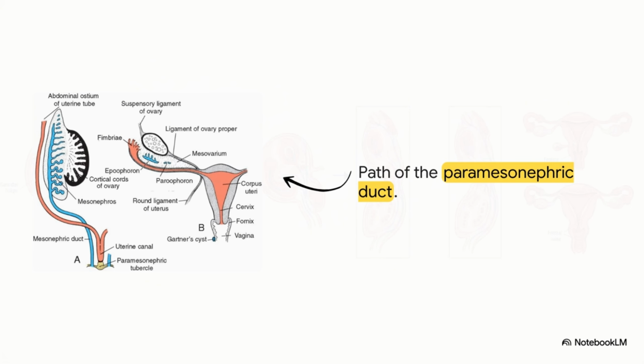Now follow its path downward. Caudally, it first runs lateral to the mesonephric duct. Then, and this is a crucial anatomical move, it crosses the mesonephric duct ventrally and caudomedially. Finally, right in the midline, it meets its partner paramesonephric duct from the opposite side. Their combined caudal tip actually projects into the posterior wall of the urogenital sinus, and that creates a tiny little swelling known as the paramesonephric or Mullerian tubercle.